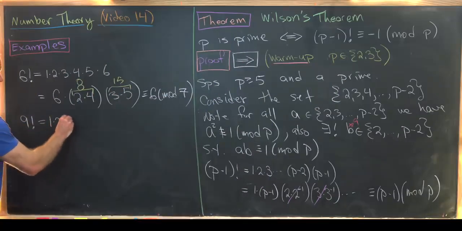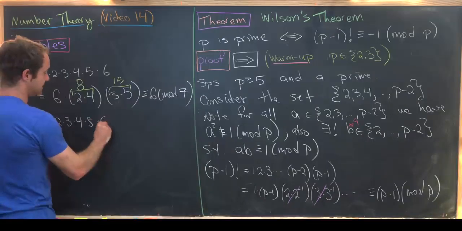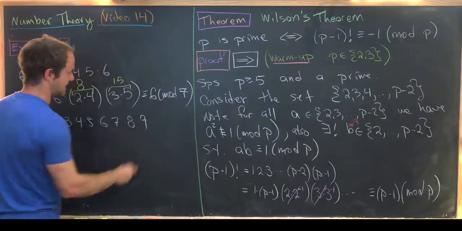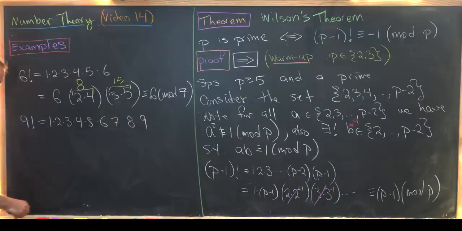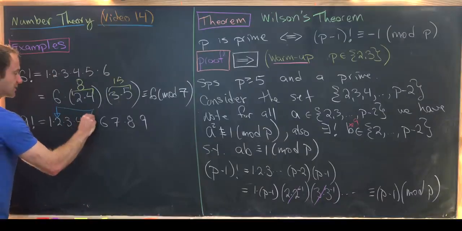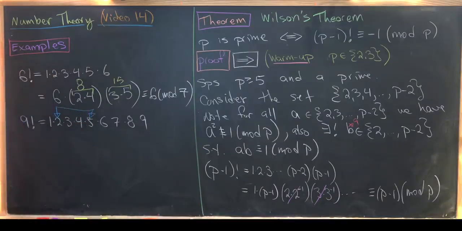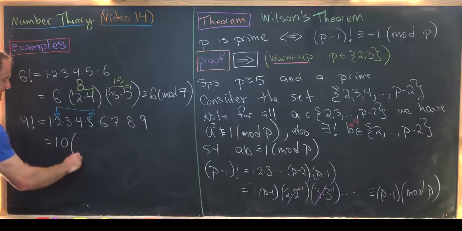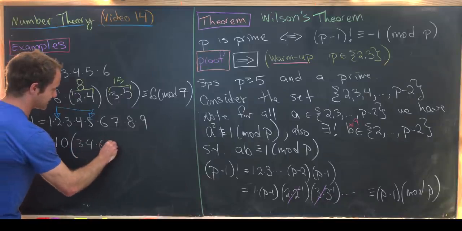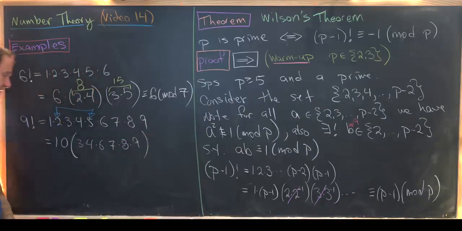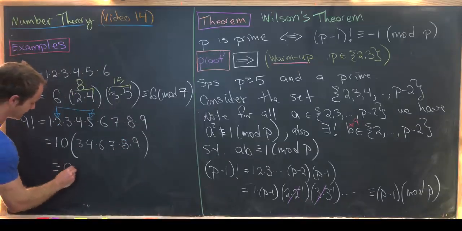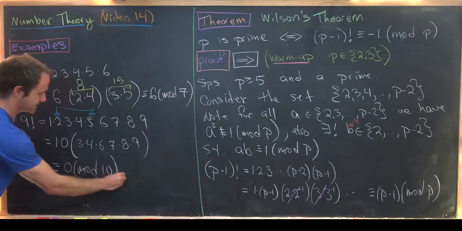We've got 1 times 2 times 3 times 4 times 5 times 6 times 7 times 8 times 9. Now, like I said, we're working modulo 10, but there's a bunch of ways that you can multiply numbers in here and achieve a multiple of 10. Notice we can take 2 times 5. That'll leave us with 10 times a bunch of other stuff. What's left over? Well, we've got 3 times 4 times 6 times 7 times 8 times 9. But the important thing is we have a multiple of 10 here, which means when we reduce mod 10, we get that this is 0 mod 10.